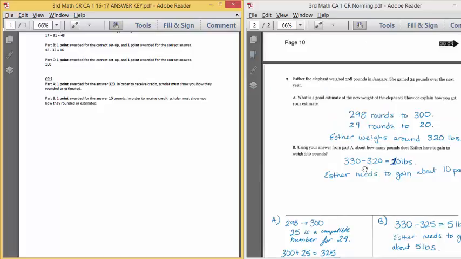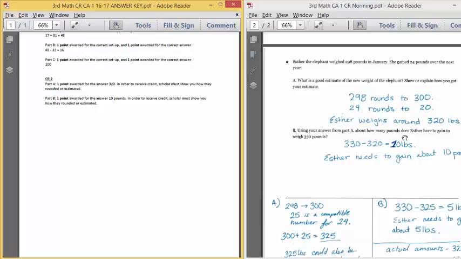For part B, they need to use their answer from part A, so whether that was 320, 325, whatever it is, and they need to answer the question about how many pounds Esther has to gain to weigh 330 pounds. If you use this example right here, they would take 320 and subtract that from 330 to see that the difference is 10 pounds. So they would need to gain 10 more pounds.